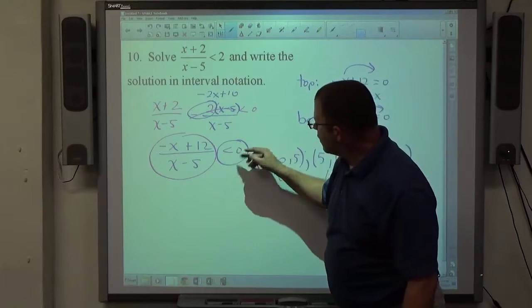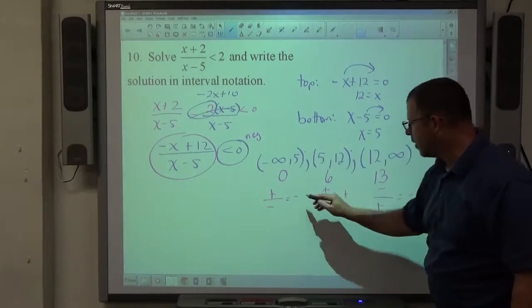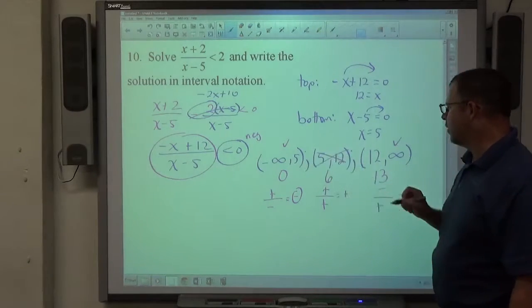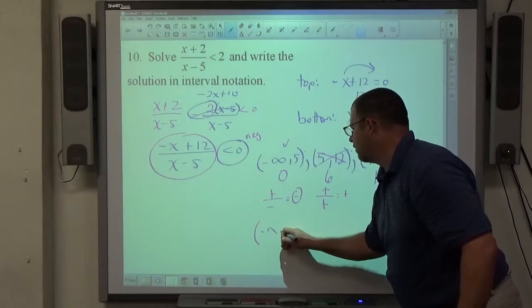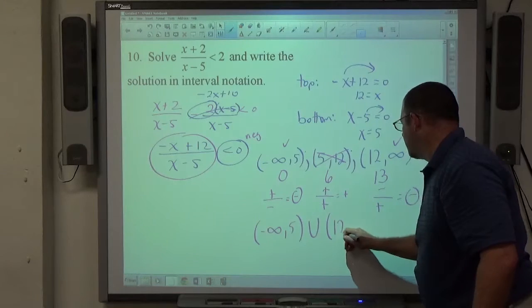This does say less than 0. Less than 0 means negative. So negative answers are what we're looking for. This is negative. This is negative. This is not. So we throw that out. Once again, we get multiple answers. So I'm going to put negative infinity, comma 5, union with 12, comma infinity.